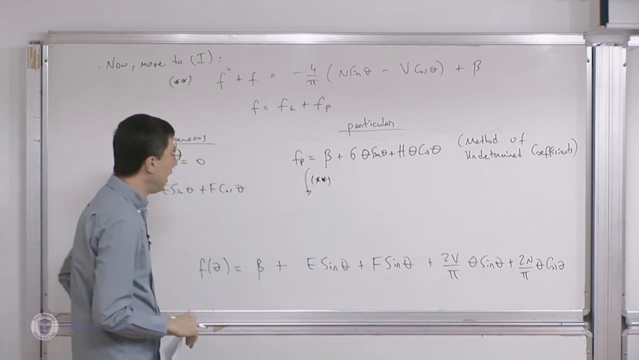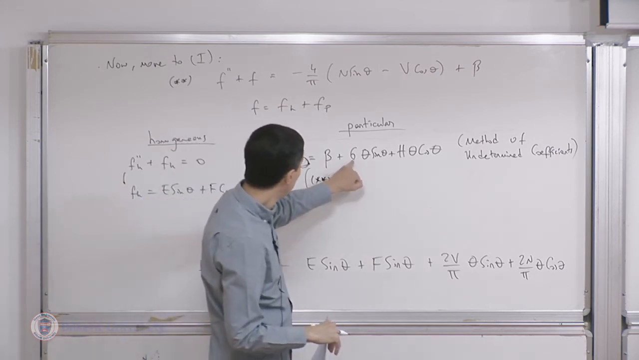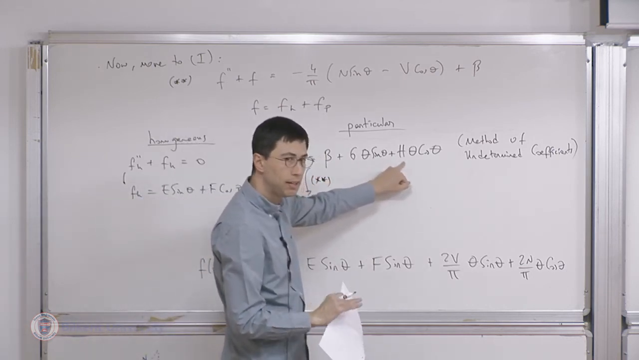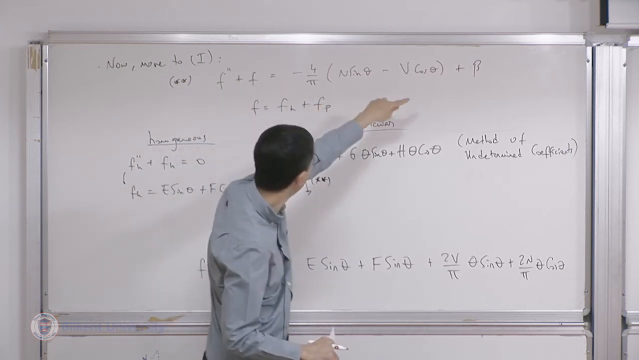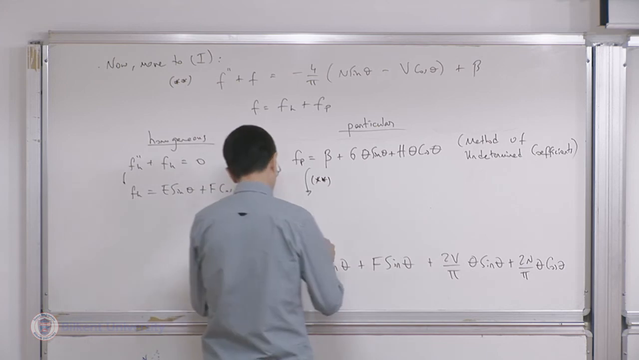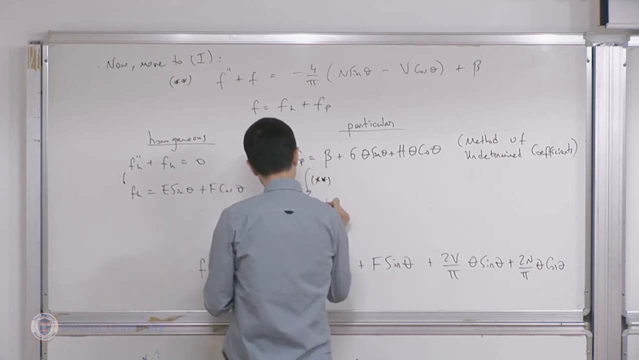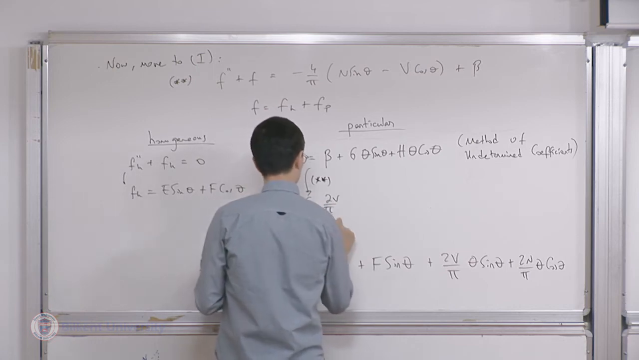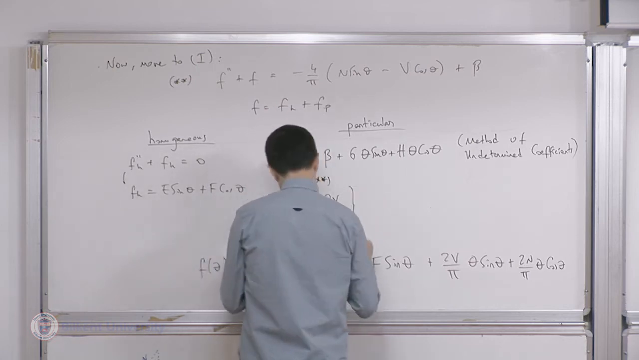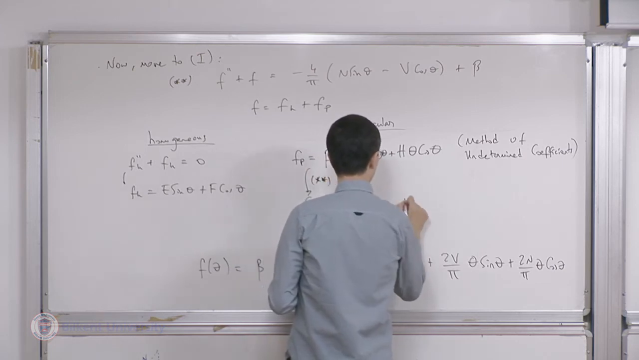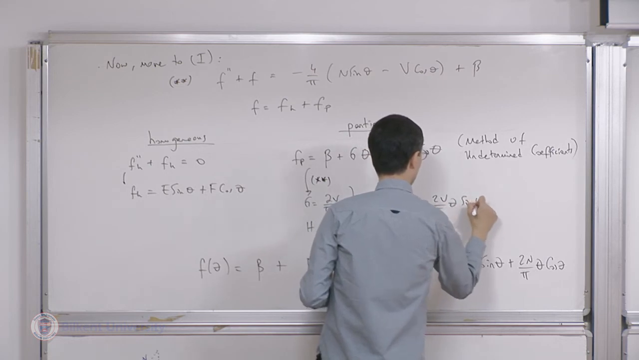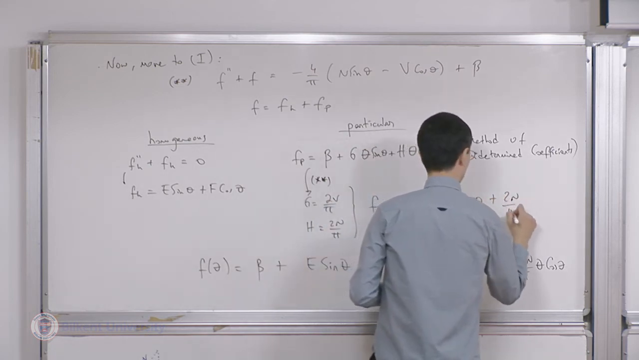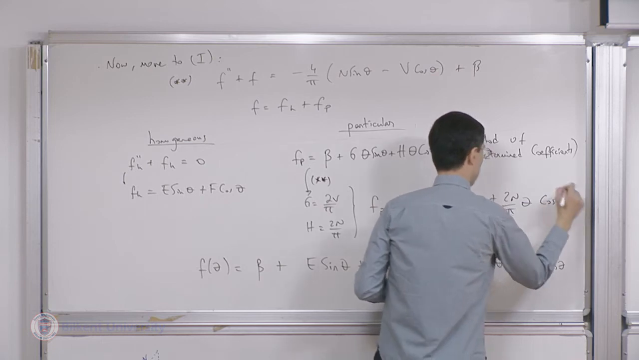Okay. And that is the method of undetermined coefficients. So G and H are as of yet coefficients that I need to determine. So I plug in this form into the differential equation, and I find out that G is equal to 2v over pi, and H is equal to 2n over pi. And therefore, F particular is beta plus 2v over pi theta sine theta plus 2n over pi theta cosine theta.